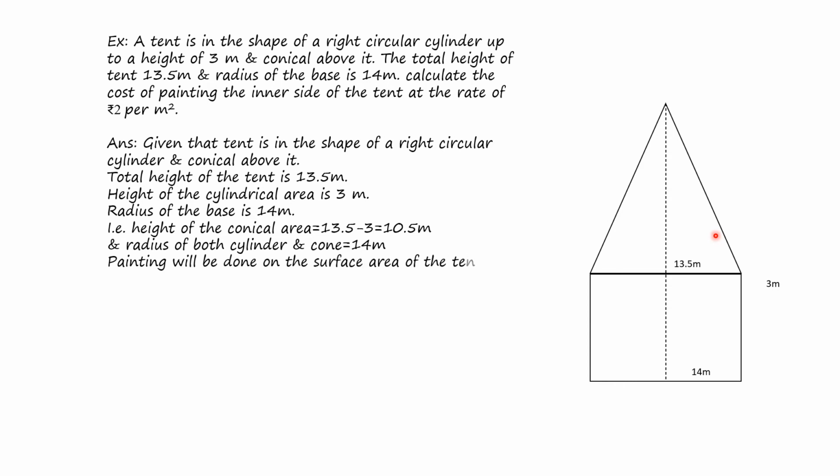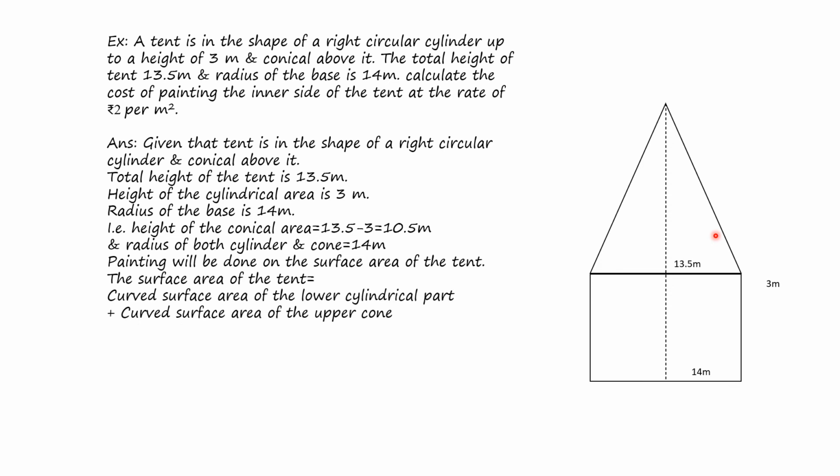Now painting will be done on the surface of the tent. That means we have to find the curved surface area of the cone as well as the cylinder. The area of the tent is equal to the curved surface area of the lower cylindrical part plus the curved surface area of the upper cone. Sorry, I said total surface area, but it is not total surface area; we have to find the curved surface area of the cone as well as that of the cylinder.